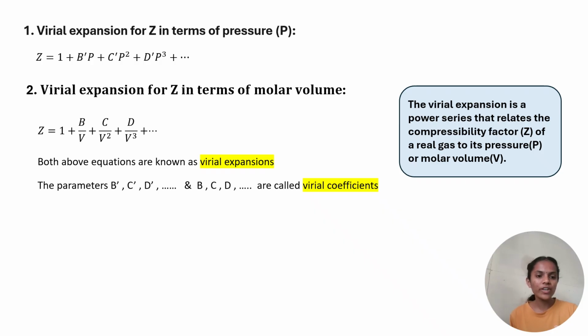Both of the above equations are known as virial expansions. Virial expansion is a power series that relates the compressibility factor Z of a real gas to its pressure P and molar volume V. The parameters B', C', D' and B, C, D are called virial coefficients.